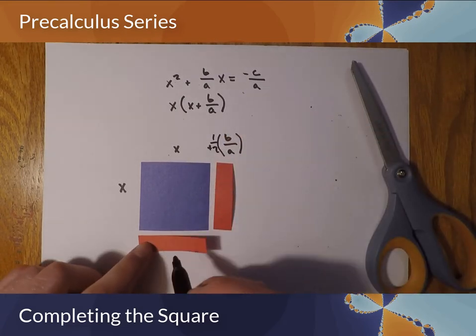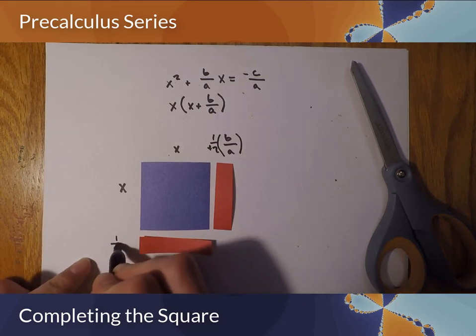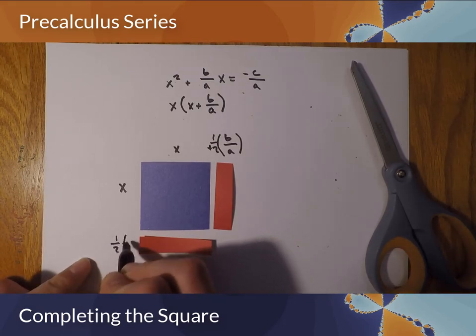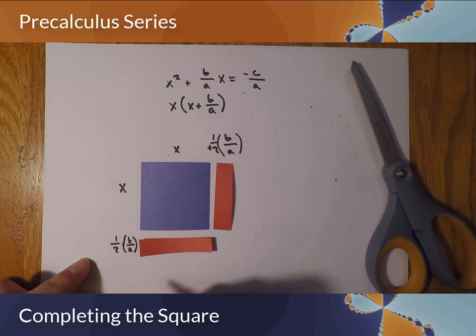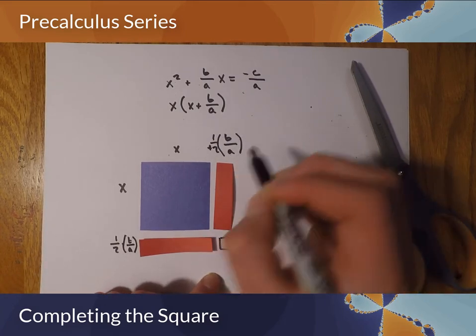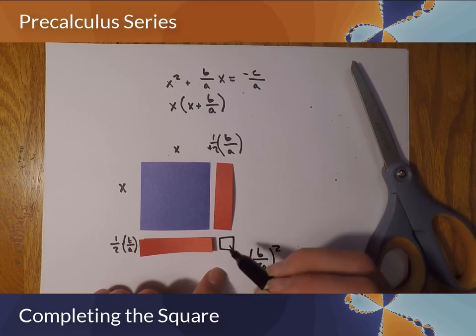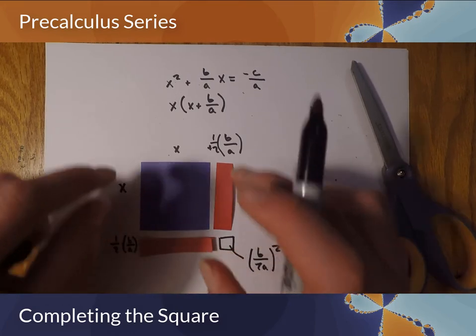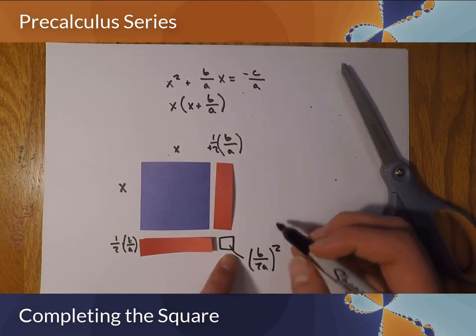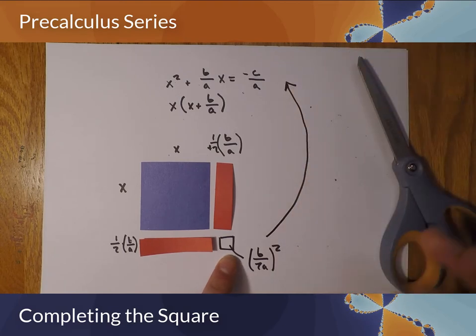And since this is half b over a wide as well, by x, we can say this is half times b over a. And so this final term over here is going to be half b over a by half b over a, which is b over 2a squared. And since this wasn't part of the original area over here, we have to then add this on that right side of the equation.